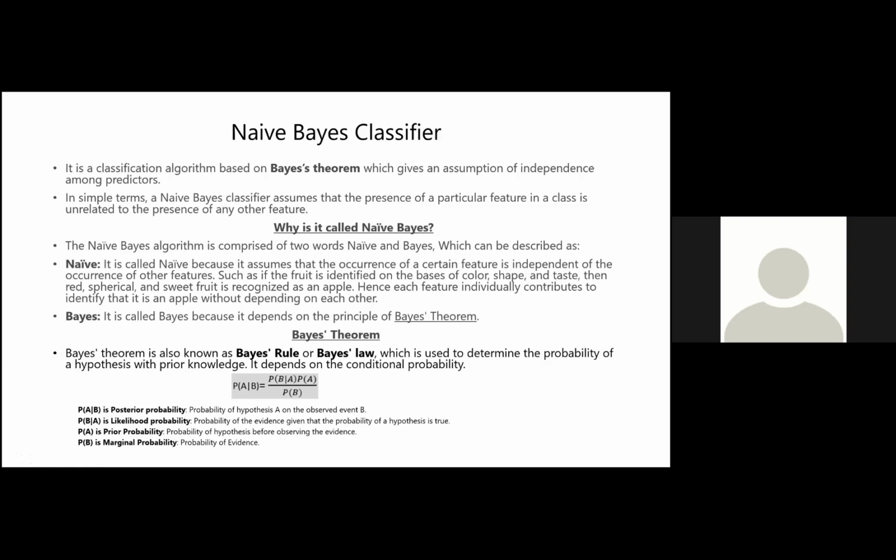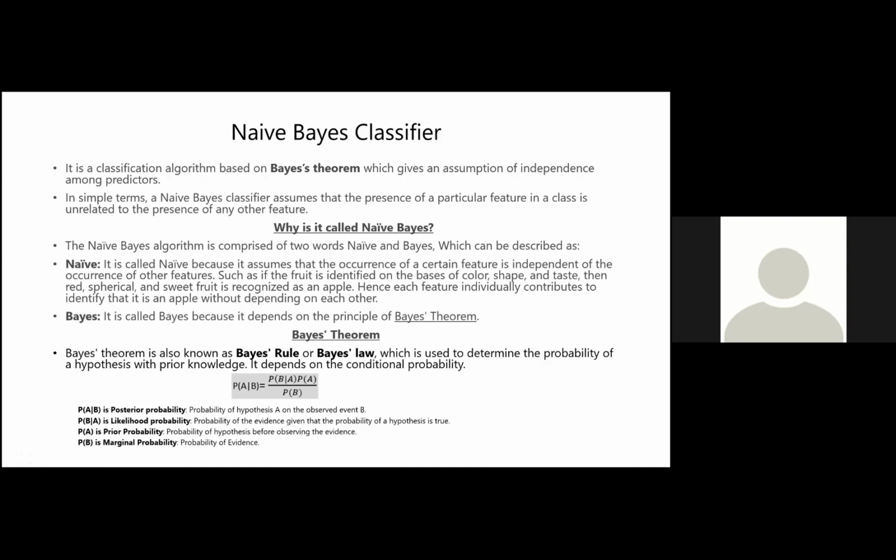So here, each feature individually contributes to the outcome, and it also thinks that they're all independent, and the outcome doesn't depend on the features. And that is why, as I told you, it's called naive Bayes: it's naive and uses the Bayes theorem.